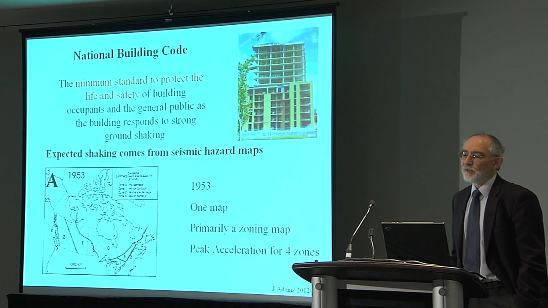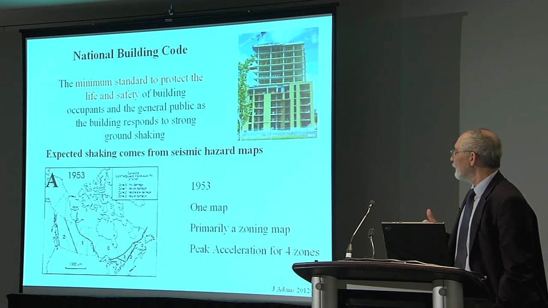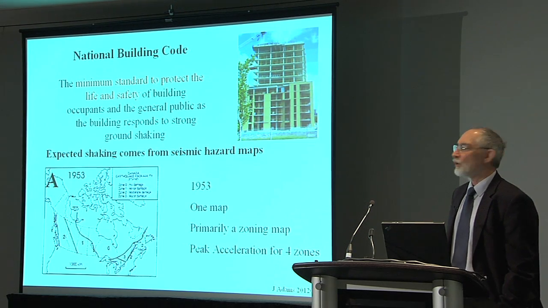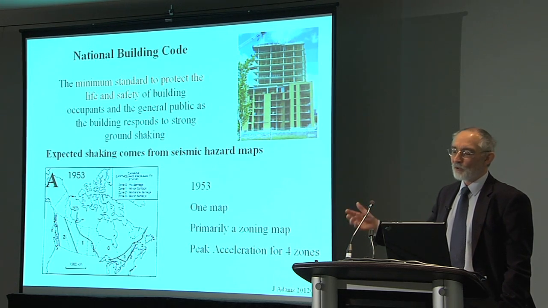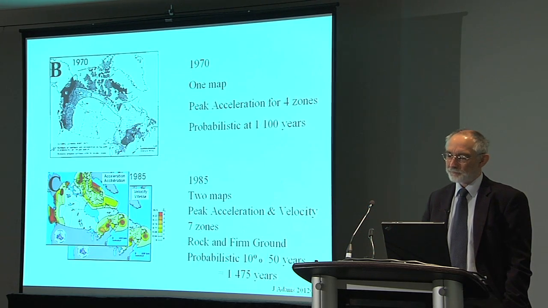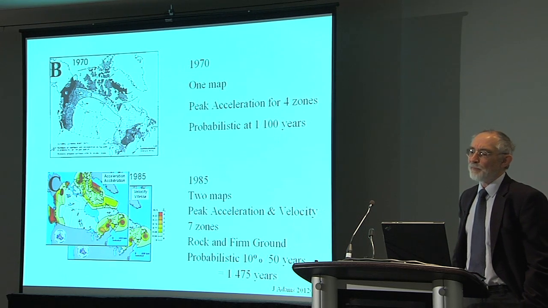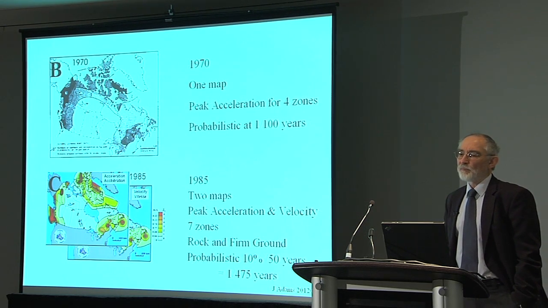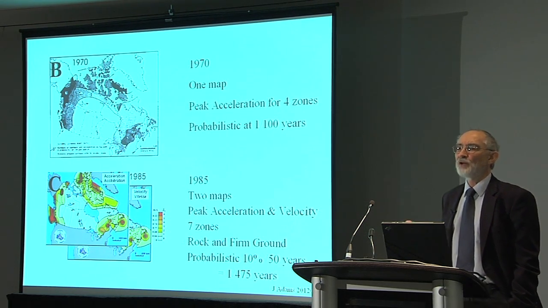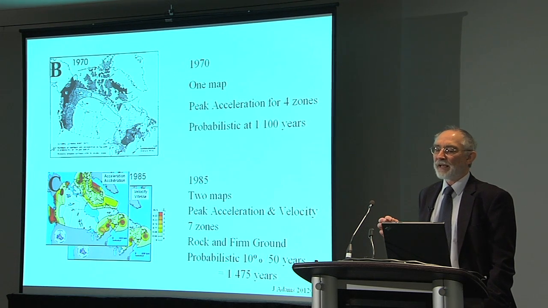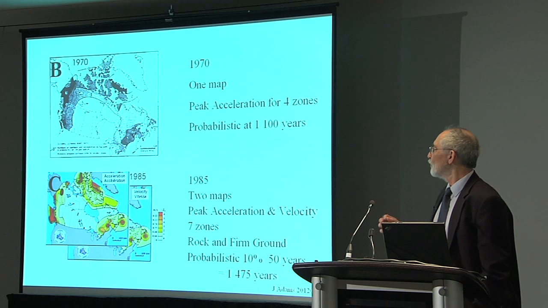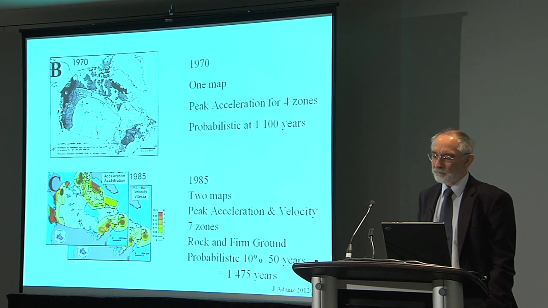The 1953 map was basically one map, and it was primarily a zoning map. It had actually just divided Canada up into 4 zones in a rather qualitative fashion. The 1970 map was a probabilistic map at 1 in 100 years. That's a relatively common probability, and it gave the peak acceleration for 4 zones across Canada.